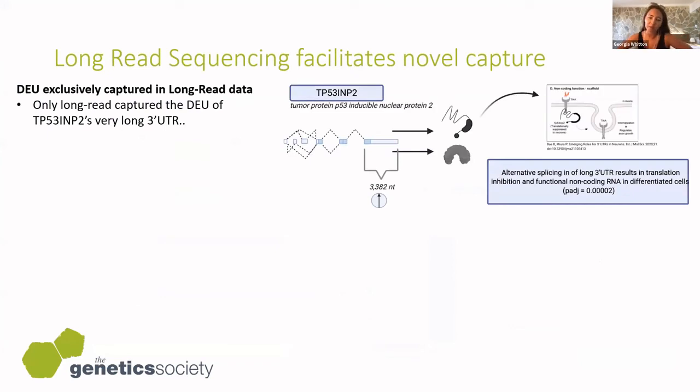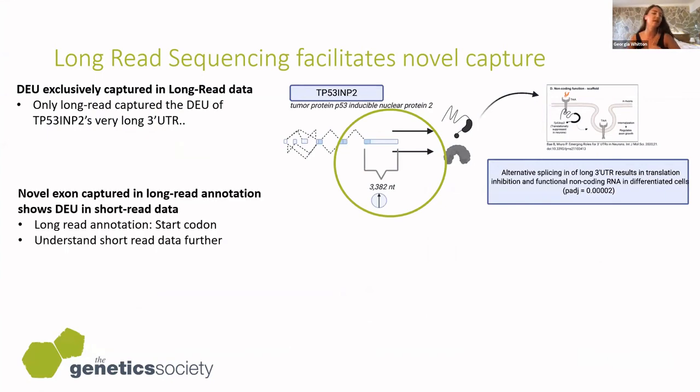Firstly, which was really cool, there's a gene called TP53IMP2, and this was upregulated in our differentiated cells. However, it was only in the long read data that we could capture this differential exon usage. You can see that there's this really long 3' UTR region in the transcript, and this exon was actually upregulated in our differentiated cells, which actually made a non-coding RNA with a function. However, because this region was so long, over 3,000 nucleotides, the short read just couldn't even detect that this was happening.